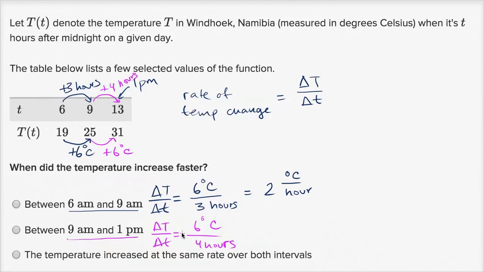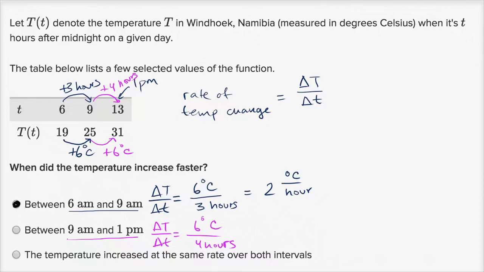And we actually don't even have to calculate. You see that you've had the same change, but you've had to do it over more hours. So this is a lower rate of change. The temperature is increasing slower here. It took 4 hours to increase 6 degrees Celsius, while over here it took only 3 hours. So immediately you might recognize that, look, this is going to be faster. If you increase 6 degrees Celsius over 3 hours, that's faster than increasing 6 degrees Celsius over 4 hours.